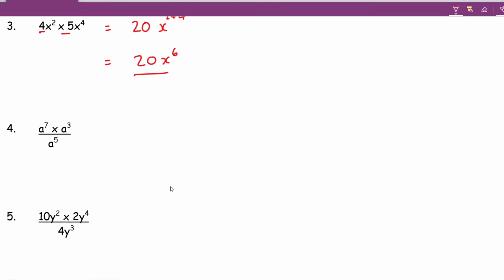Okay, let's draw that. Now, just be careful here. First of all, let's do the multiplication, so keep that base the same, 7 plus 3 is 10, divided by a to the power 5. Now we do the subtraction, subtract the powers, so it's going to be 10 minus 5, as the base is the same, so that's going to give me a to the power 5.